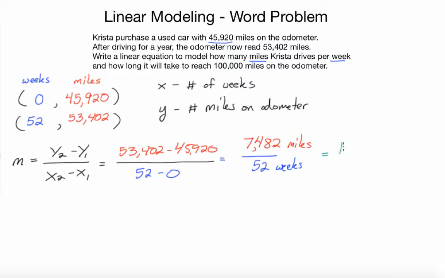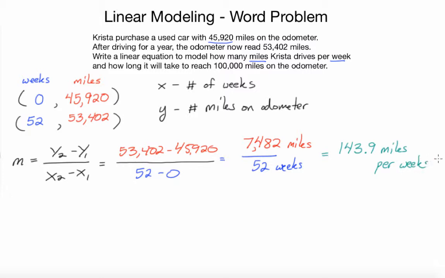equals 143.9. It's 143.884, but let's round it to 143.9. So 143.9 miles per week.